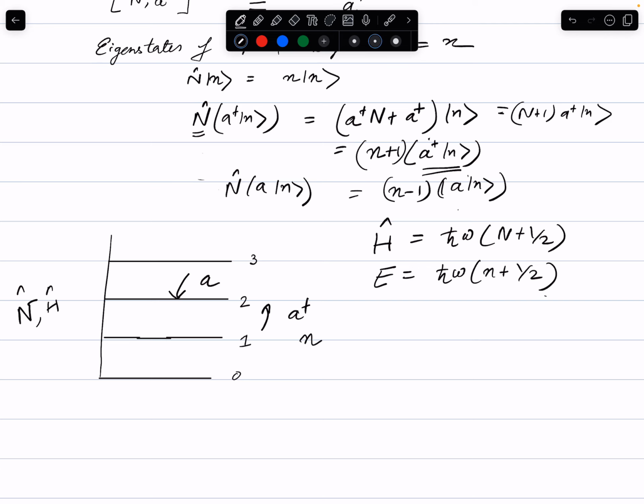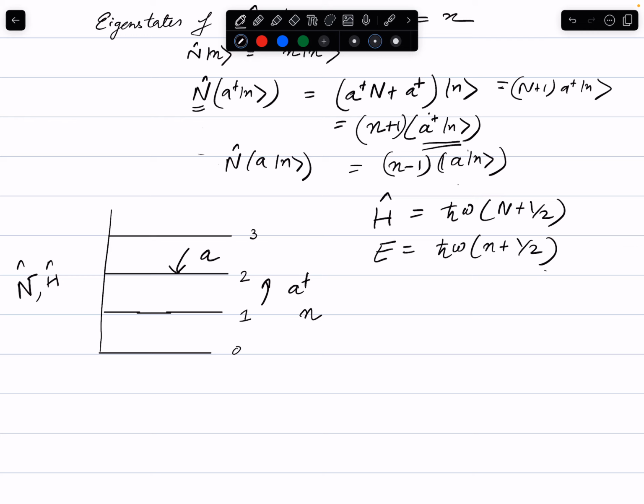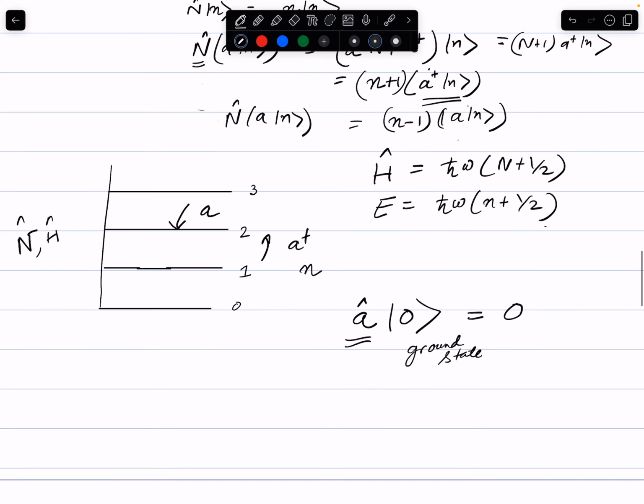So what happens if I keep bringing it down, down, down? At some point, we will encounter a state with the lowest energy beyond which it cannot go. So at that time, the ground state, which we call 0, is the maximum you can bring down, and after that it will go to 0. So the ground state is defined as the one where A|0> is 0. So this is killed by the A operator. After that, this is 0. So this is the ground state.